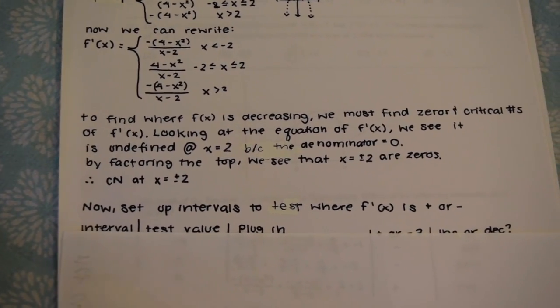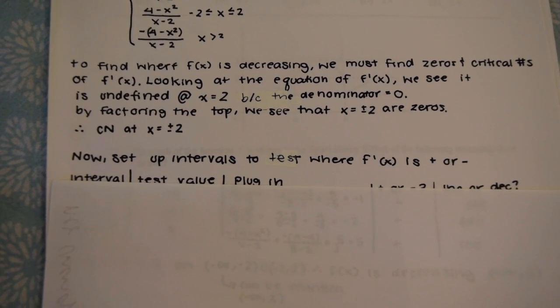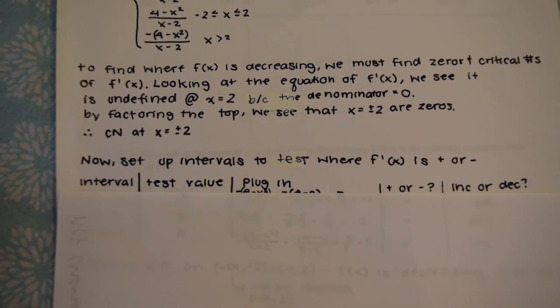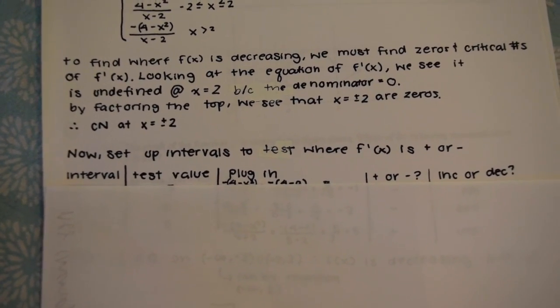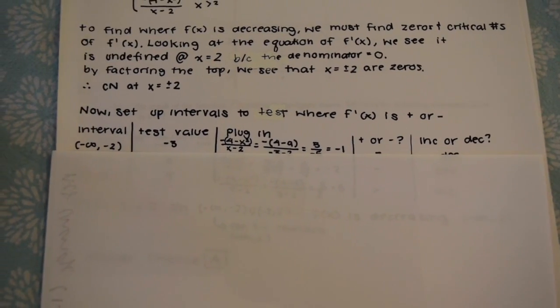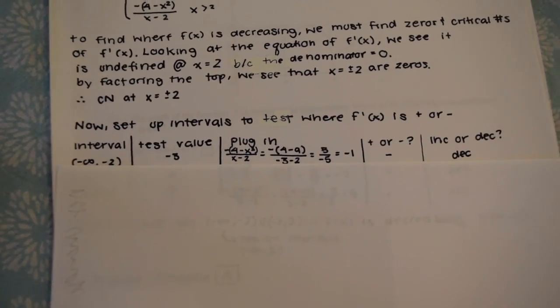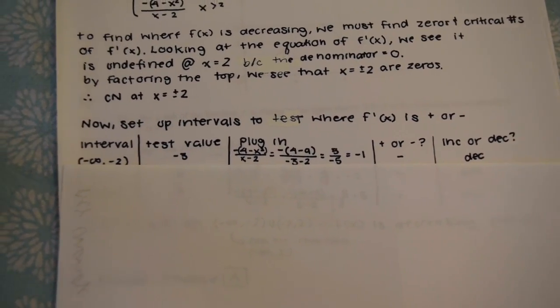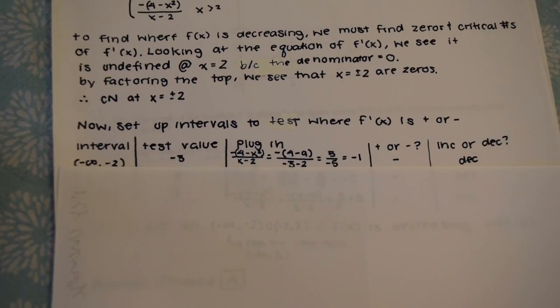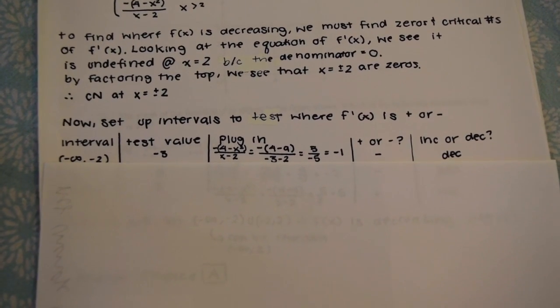Now, we will set up intervals to test where f prime of x is negative or positive. We're going to set up a table that has sections for intervals, test values, plugging in the numbers, and determining whether it is negative or positive, increasing or decreasing. Our first interval is negative infinity to negative 2. Our test value is going to be negative 3, and when we plug that in, our answer is negative 1, which is negative, so f is decreasing.